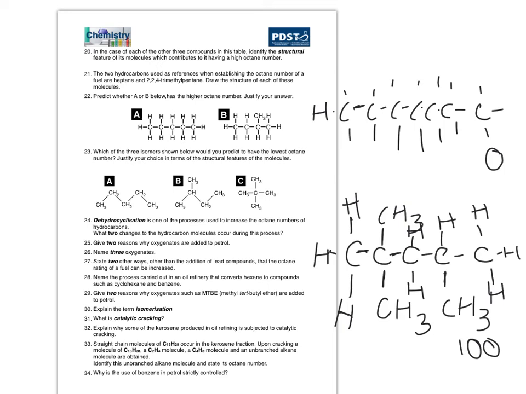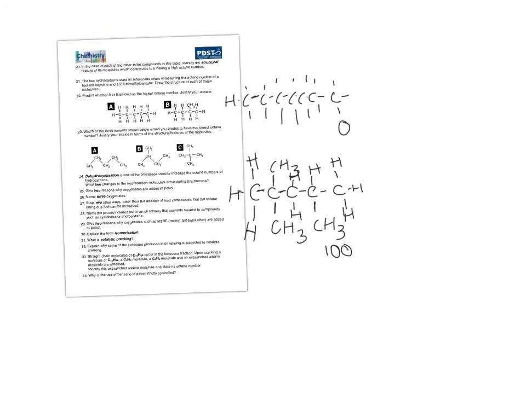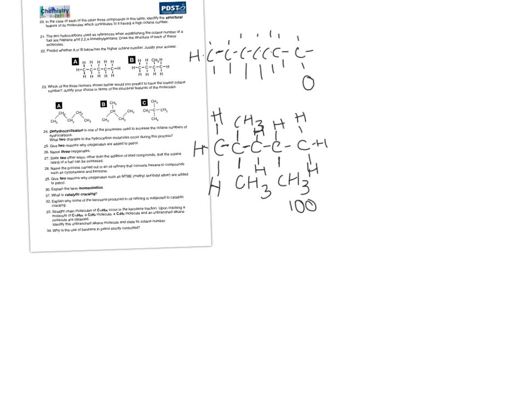Question 33, straight chain molecules. So C13H28 underwent catalytic cracking. You had C2H4 and a C4H8 molecule left over. Now, with this, what I would do is I would add those two together. Sorry for making this a little bit smaller, but I just want to show you what I would do.